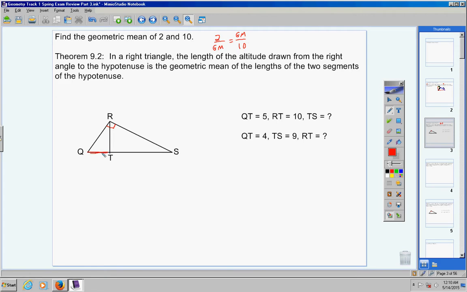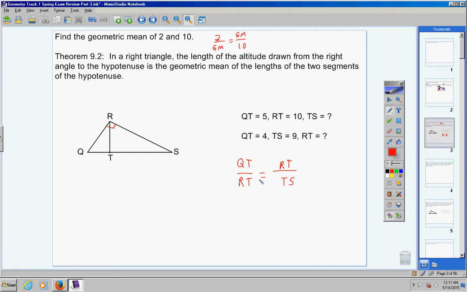Is QT the geometric mean? No. Is TS the geometric mean? No. RT is the geometric mean of these two segments. So if RT is your geometric mean, then put RT right here and put RT up here. See how easy that is? And then your other two spaces here would be segment QT and segment TS. There it is, guys. So if you'll establish which segment is the geometric mean and write that twice, diagonal across from each other, then the other two segments fall right in place.